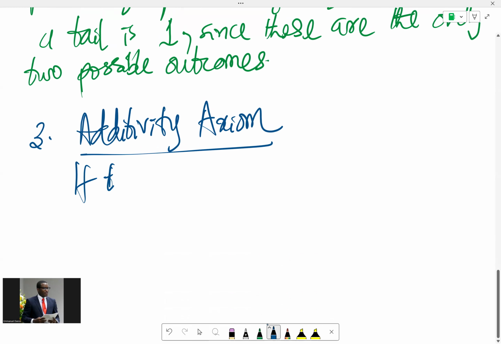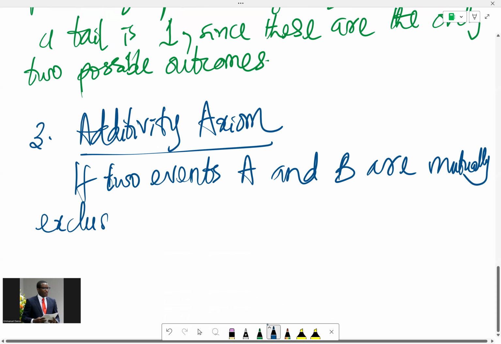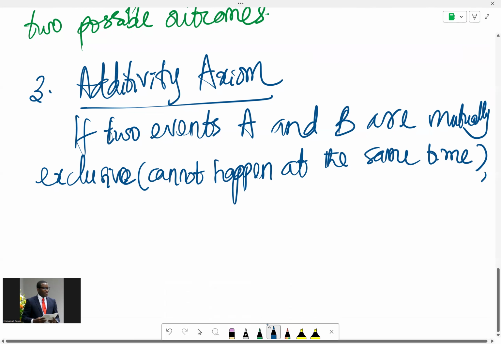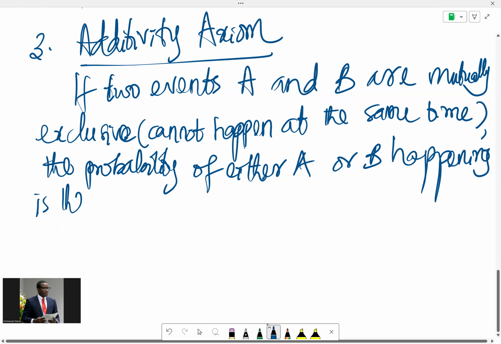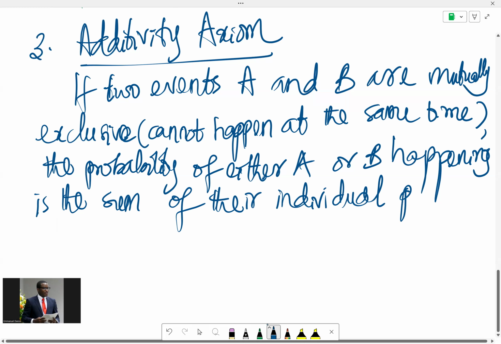Then we go to the third one, the additivity axiom. If two events, A and B, are mutually exclusive, meaning that the events cannot happen at the same time, or that they cannot overlap, then the probability of either A or B happening is the sum of their individual probabilities.